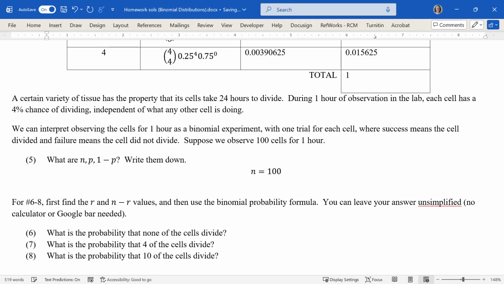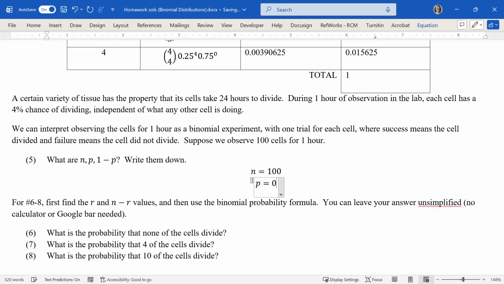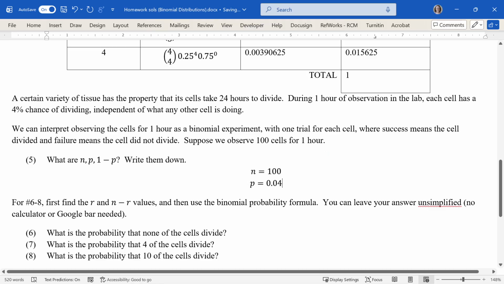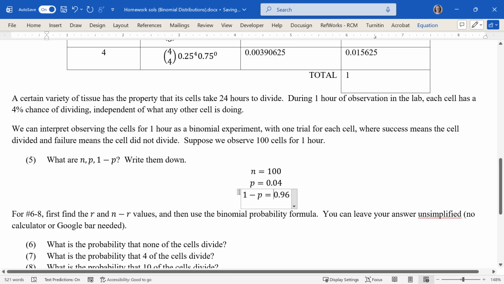And then P is going to be the probability of success. So let's see, that was given somewhere, yeah, a 4% chance of dividing. So this is 0.04. And then 1 minus P is the opposite probability, so 0.96. Okay, so that's the probability of failure.